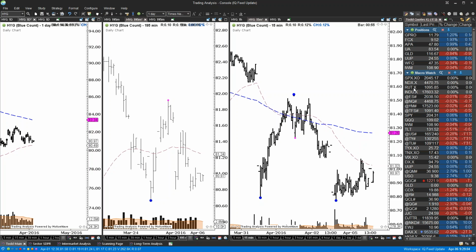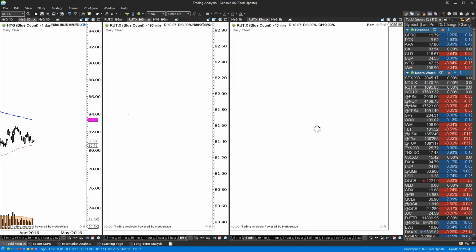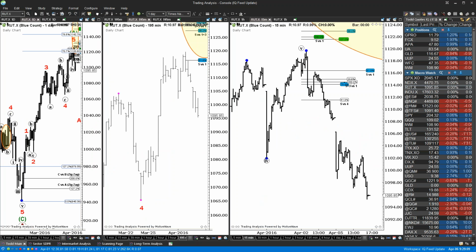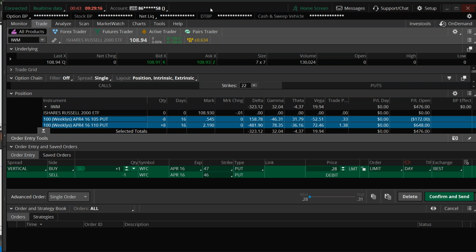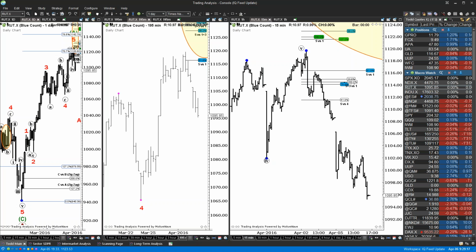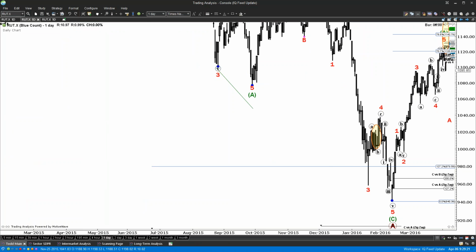Oh, let me just do the Russell. We are short the Russell as well. We have in the IWM a 110, 105 put spread, just a half position on, and we're going to look to get after the other half with confirmation today.